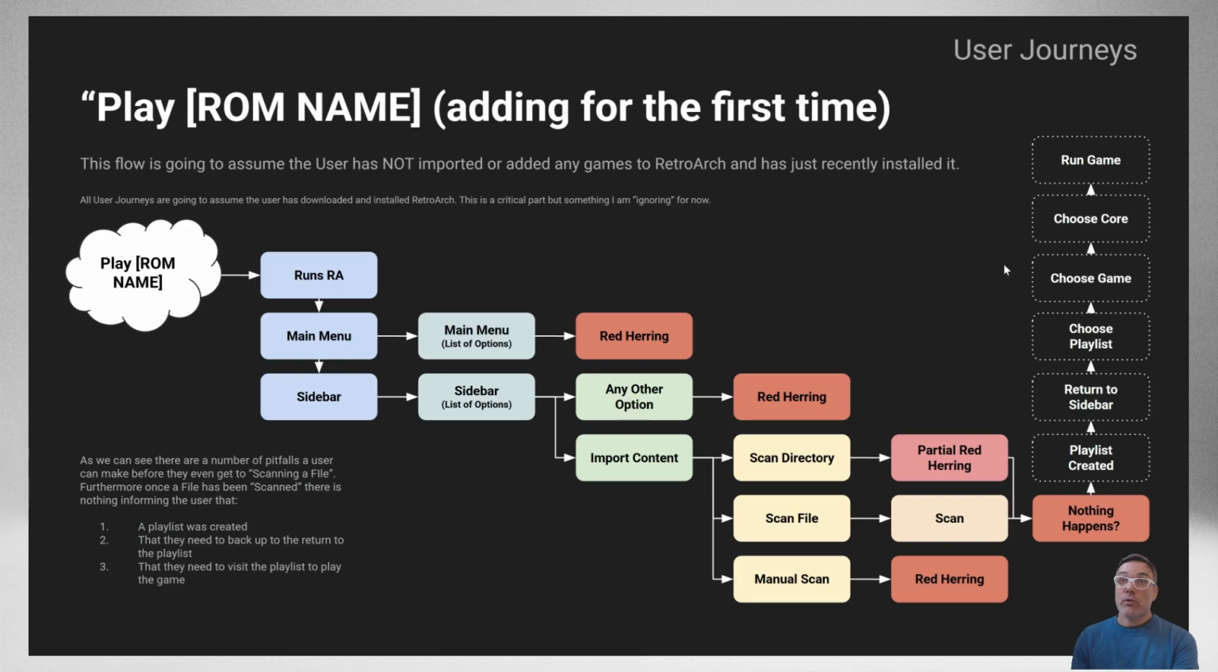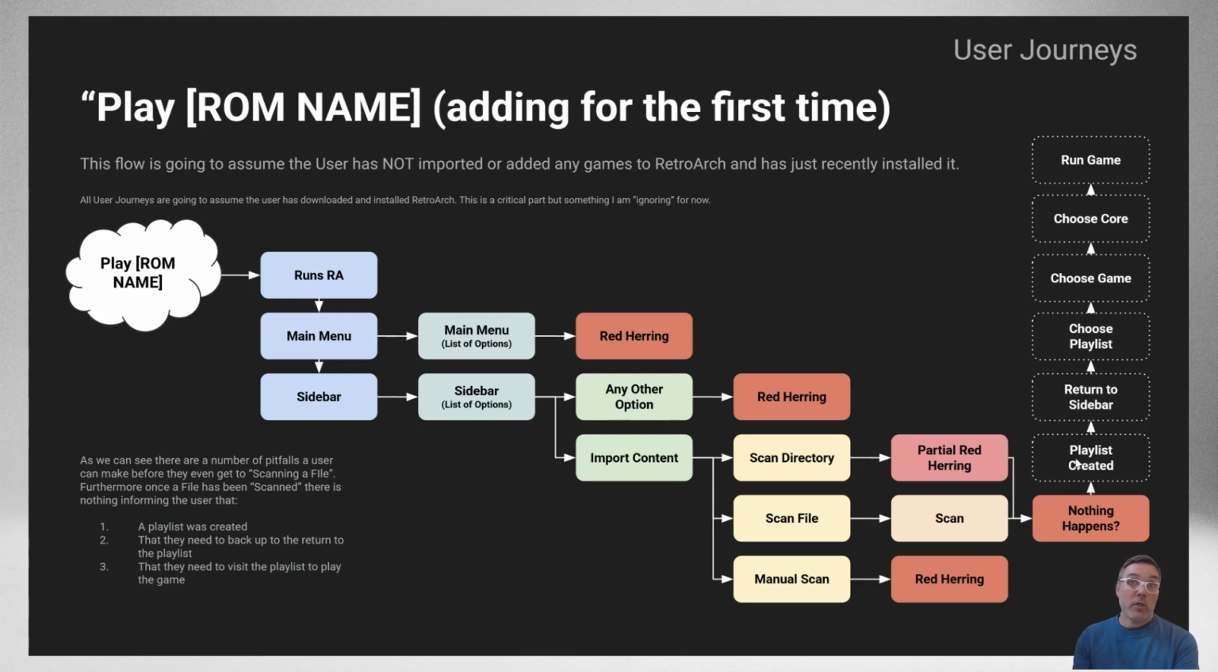And so for a first-time user, there's a lot. This is probably the biggest learning curve that a user has to make, right? And this would be the same or similar if they wanted to import loads of games, right? Maybe they've got an entire platform or a whole collection, whatever it is, right? So scan directory would be the one they'd want to do, and wouldn't be the red herring in that case. Scan file and manual scan would probably be the red herrings there, but it's a similar result, right?